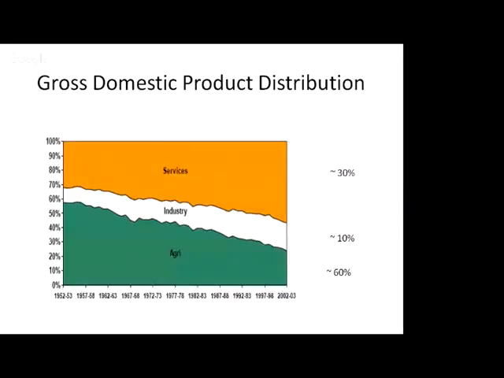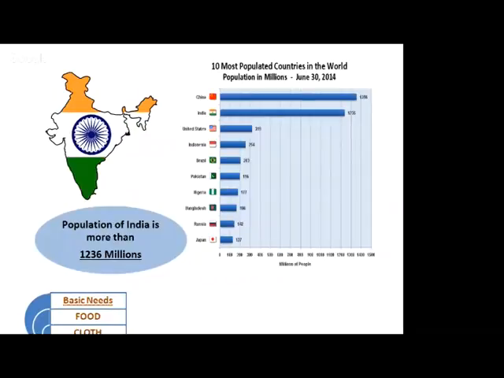Now I'll show you some figures. Our GDP distribution is something like this. 60% agrarian country. India is called the agrarian country. 60 to 70% of resources are consumed by agriculture. Industry 10%, services 30%. But when we talk of GDP, the contribution of agriculture is very less, and mostly it is coming from the services. Industry, manufacturing is slowly increasing and doing a good job. But unless India does better on the agriculture front, we cannot be a developed country.